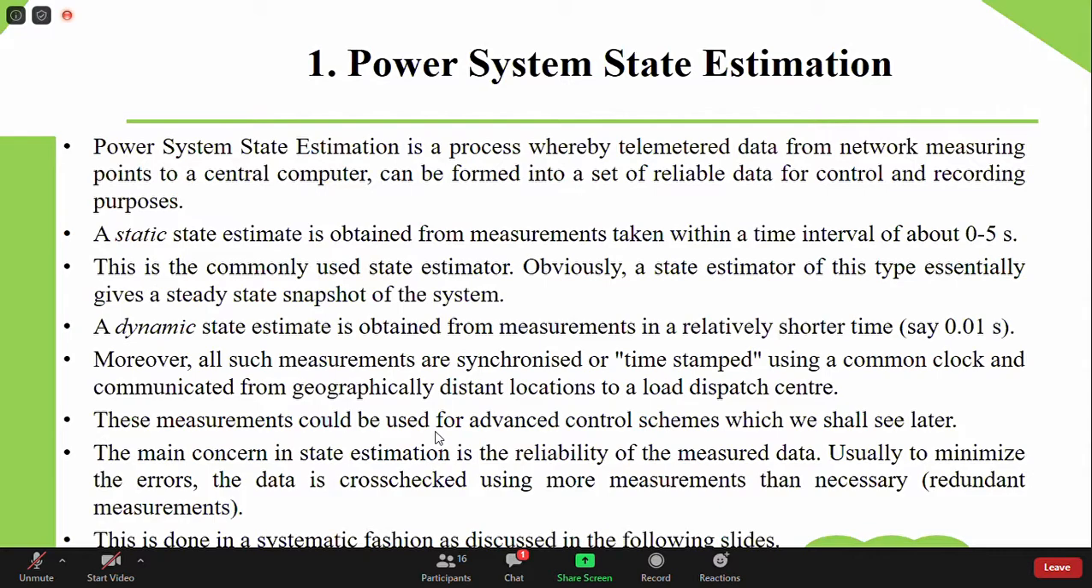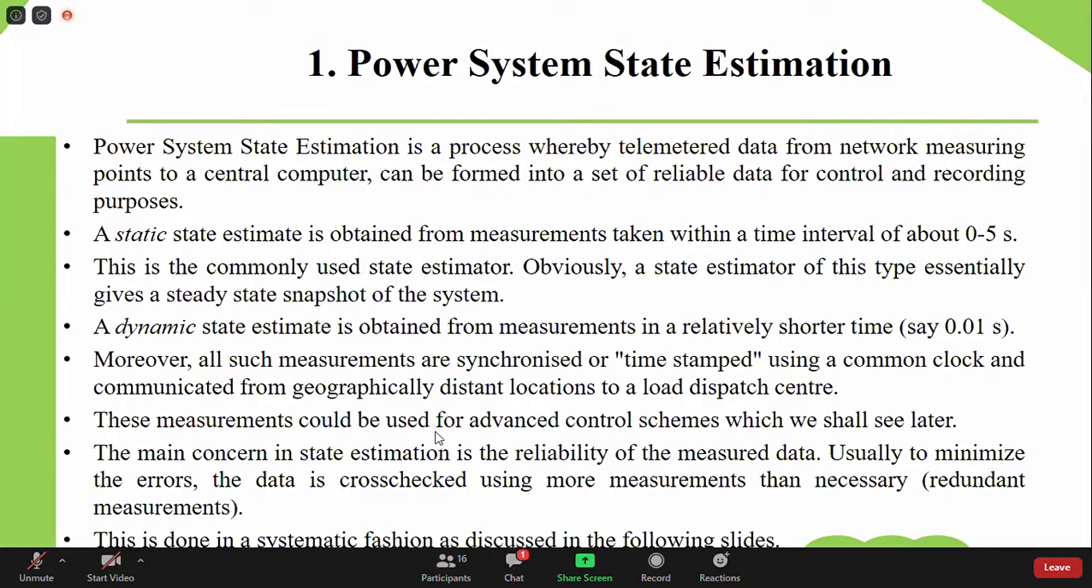How do we carry out power system state estimation? Basically there are two ways: one is static state, another is dynamic state. In static state, you obtain the measurements within a time interval of about 0 to 5 seconds, which means all the data you get within 0 to 5 seconds. That is known as static estimate. Then in dynamic state, what you will do is it has to be measured.